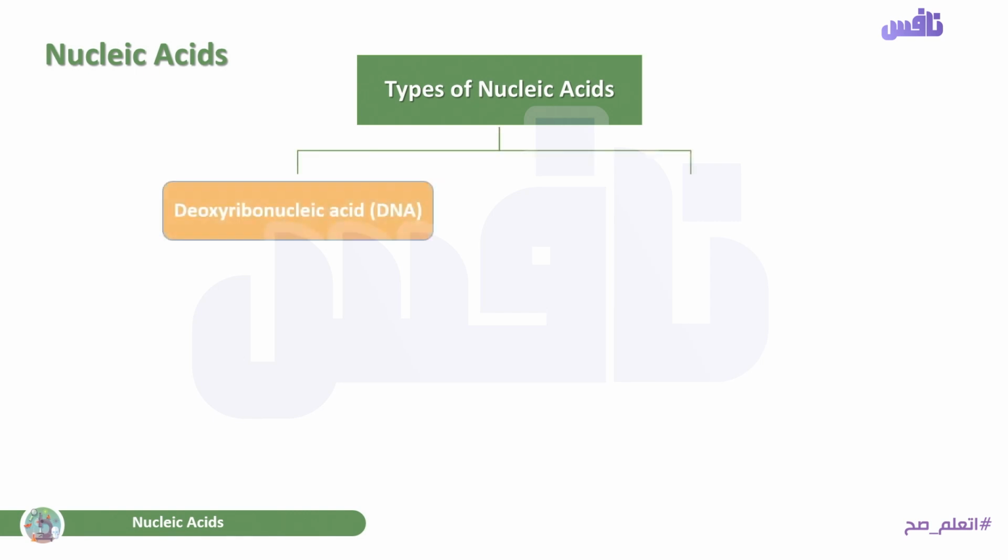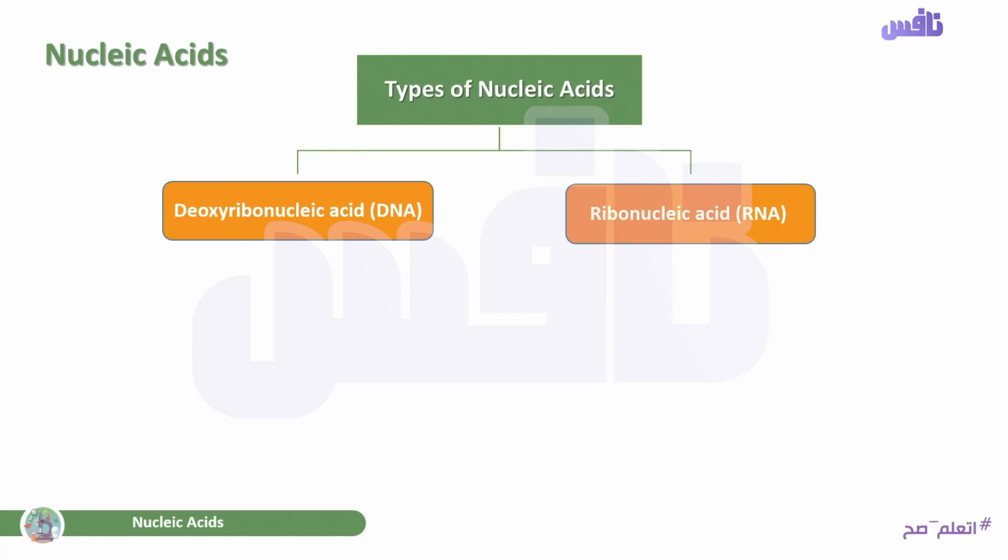The first is deoxyribonucleic acid, DNA. The second one is ribonucleic acid or RNA. D means removal of something, we don't know what it is. Oxy is a suffix for oxygen. So we have a removed oxygen atom from what? From a ribose sugar.